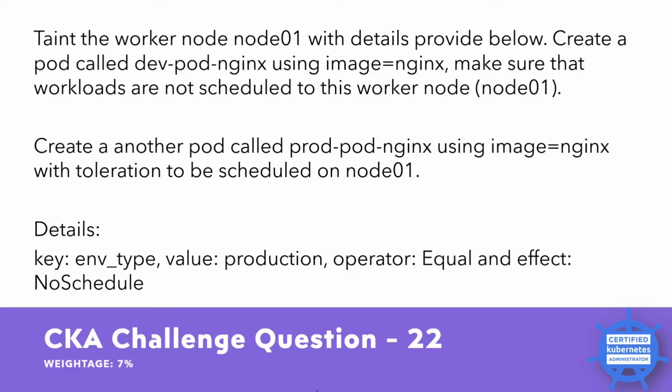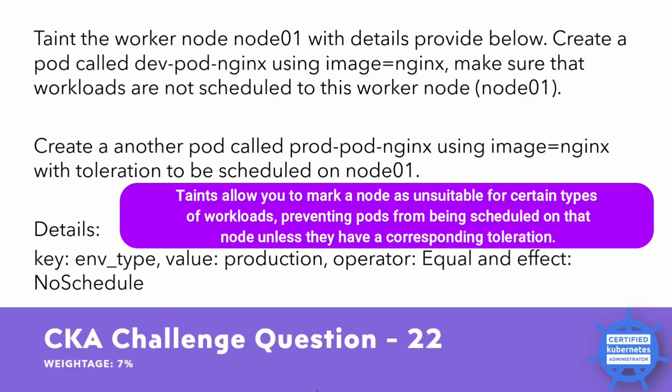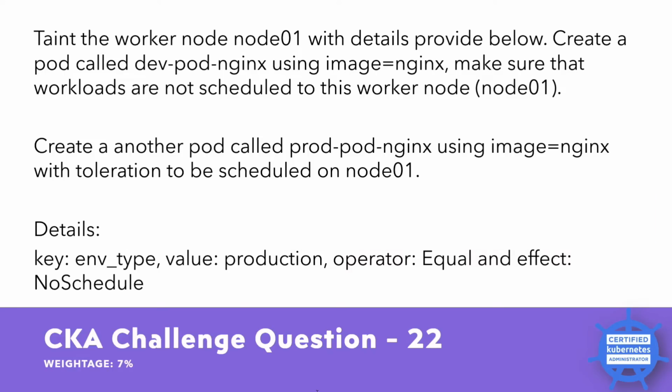Taint the worker node named node01 with a specific taint. Taints allow you to mark a node as unsuitable for certain types of workload, preventing pods from being scheduled on that node unless they have a corresponding toleration. In this case, you need to add a taint to node01 that will prevent workloads from being scheduled to it.